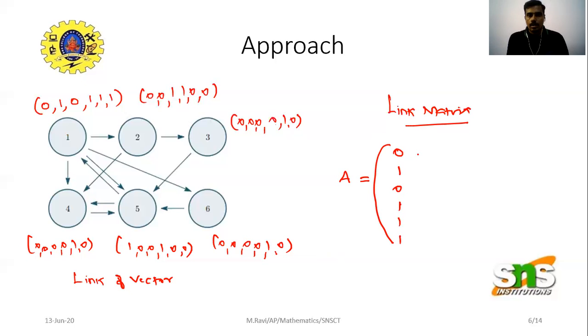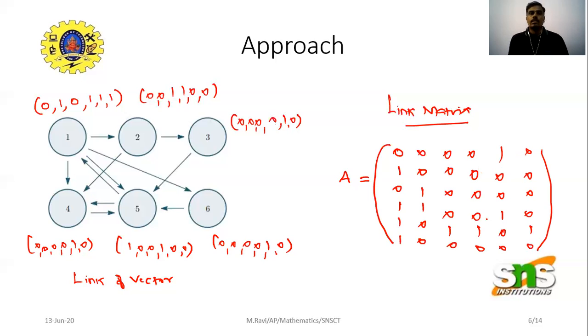The second page's link vector is 0, 0, 1, 1, 0, 0. The third page is 0, 0, 0, 0, 1, 0. The fourth page is 0, 0, 0, 0, 1, 0. The fifth page is 1, 0, 0, 1, 0, 0. And the last page's vector is 0, 0, 0, 0, 1, 0. So it's a 6 by 6 square matrix. You know how to find the eigenvalues and eigenvectors of a square matrix. So the problem session is already over, and now we are in the case study.